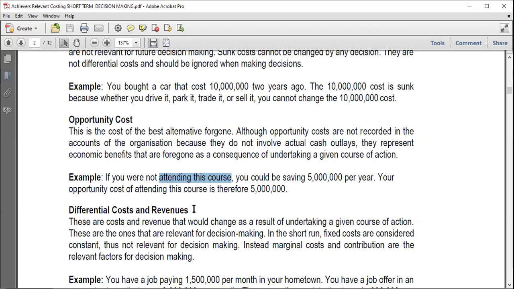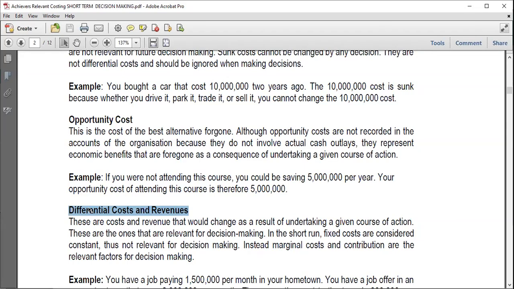One of the other aspects when it comes to relevant information for decision making is the aspect of differential costs and revenues. The word differential comes from the word different, meaning that for every scenario, there is a different cost and there is a different revenue. You get it? Now, any cost that remains the same across different decisions is not relevant.